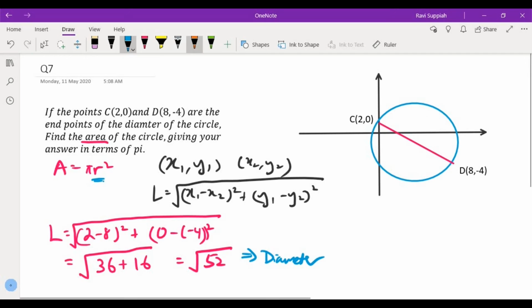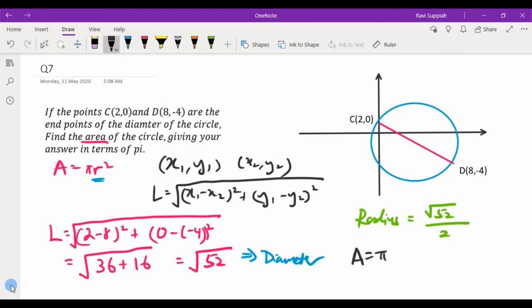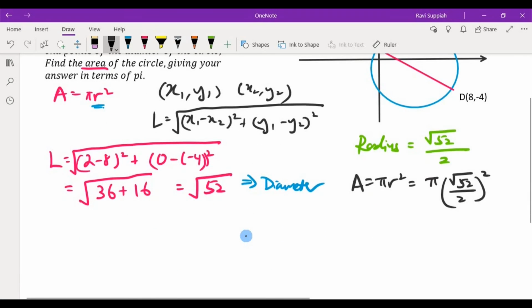So the radius is square root 52 divided by 2. With that, we can proceed to find the area. The area of the circle is pi r squared, which is pi times (square root 52 over 2) squared, which is equal to pi times... square root 52 squared becomes 52, and 2 squared becomes 4.